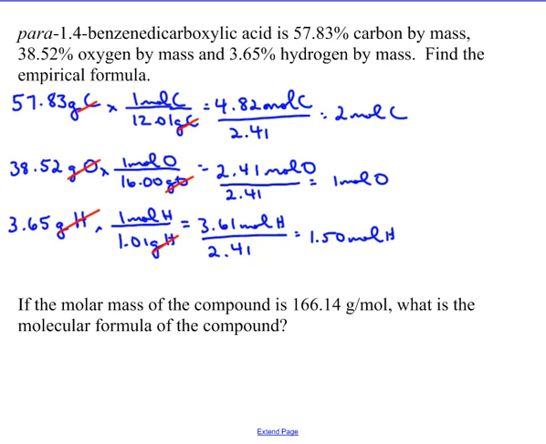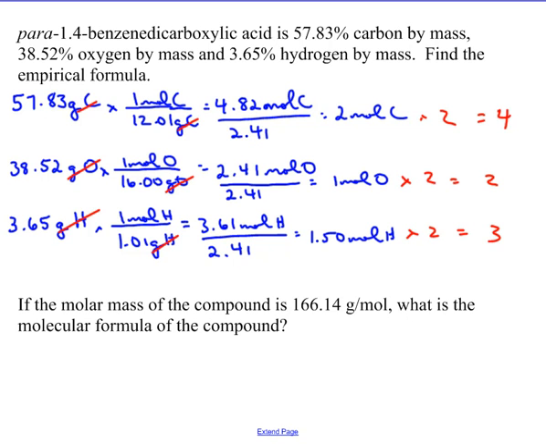So percent to mass, mass to moles, we did that. Divide by smallest, we did that. Now we have to multiply to a whole because we know the empirical formula is the simplest whole number ratio. I have a whole number of C's and O's, but not of H's. So 1.5, if I'm going to multiply 0.5 by 2, then I'll get a whole number. So I multiply each one by 2. And I get 4 to 2 to 3.